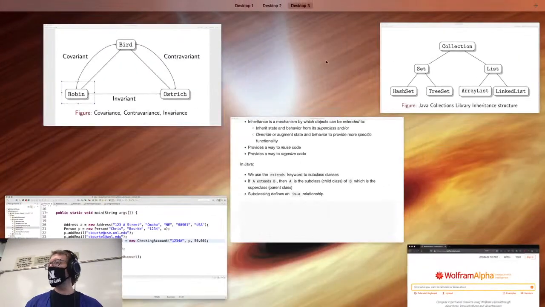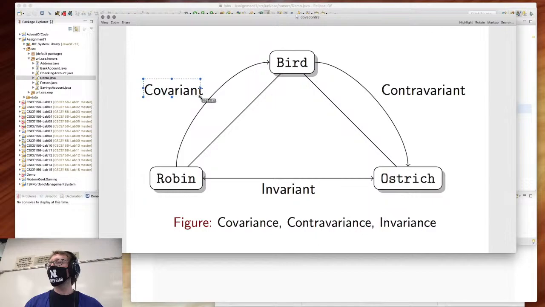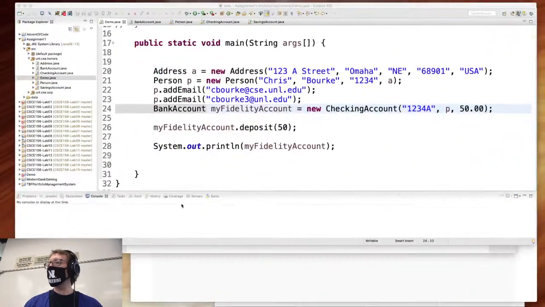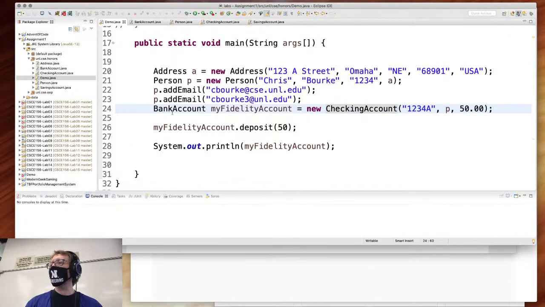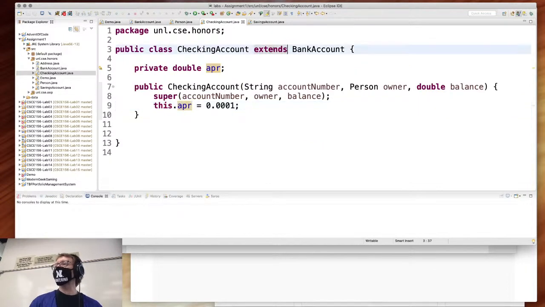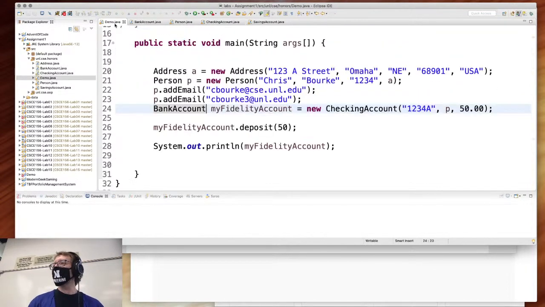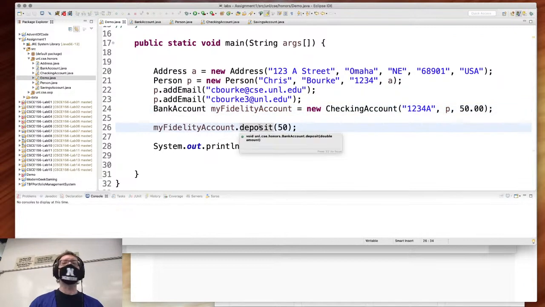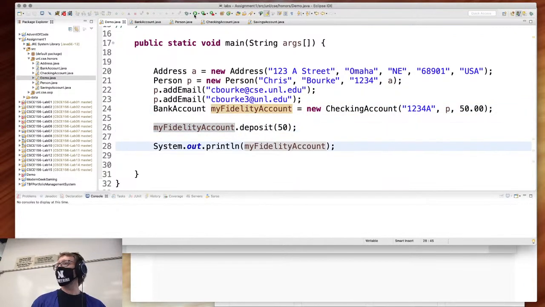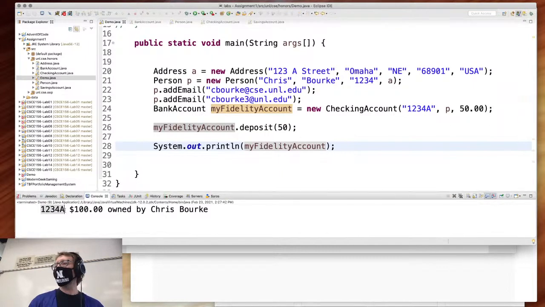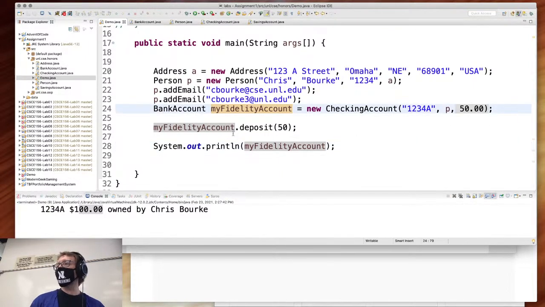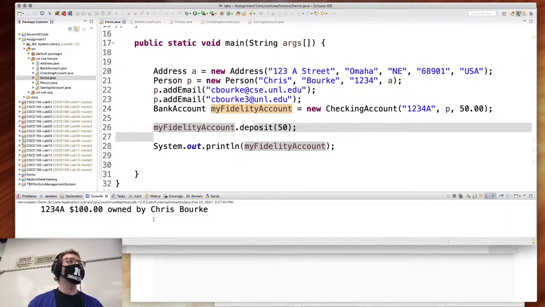That is, what kind of variance is that? It's a covariance. It's always safe to treat a robin like a bird. And so over here, it is safe to treat a checking account like a bank account because it is a bank account. Because of this extends keyword right here. Likewise, did anything else break? I'm still able to deposit. I am still able to print it out, and it still works. Right? There's my bank account. There's $100 in it because I started out with 50. I deposited 50 more, and it's owned by me. Right? So it certainly has an owner. It certainly has the owner has an address, et cetera, et cetera.